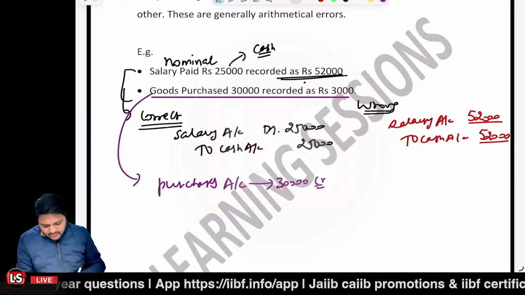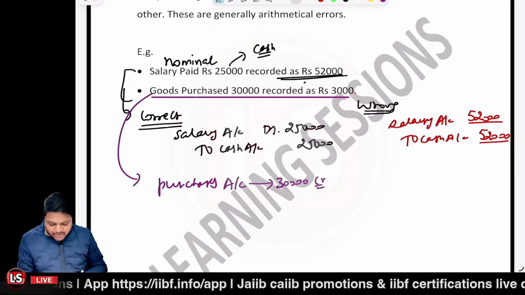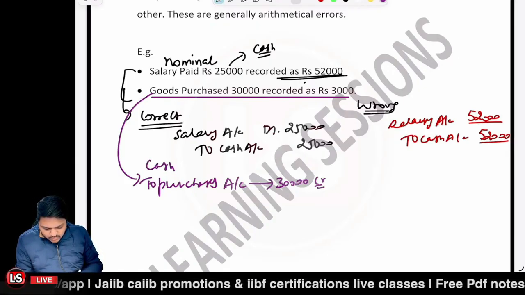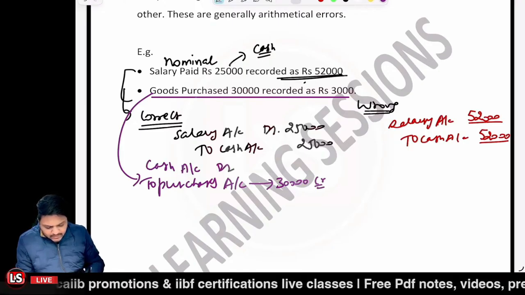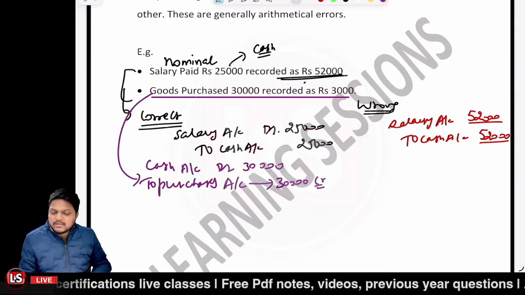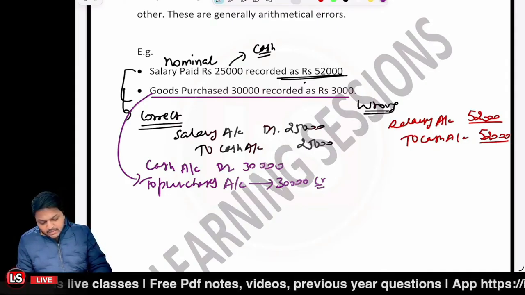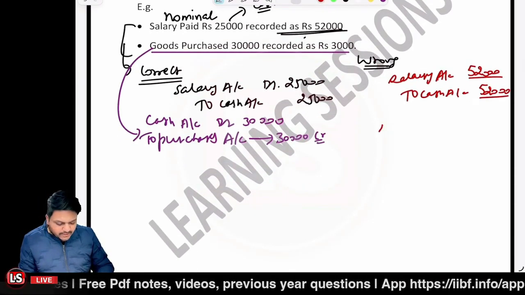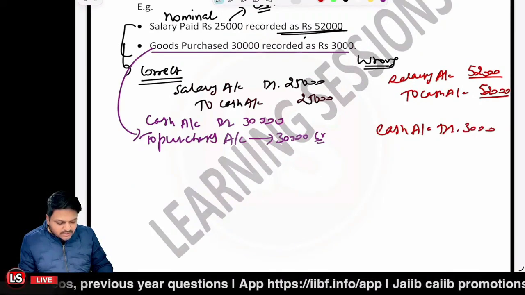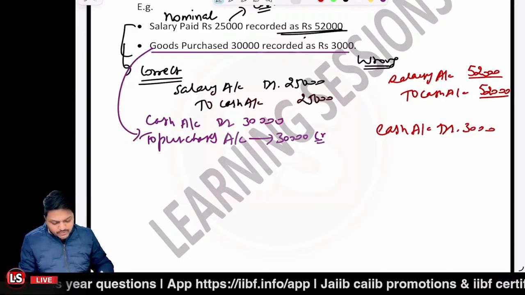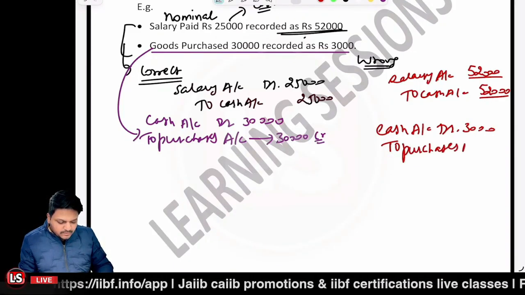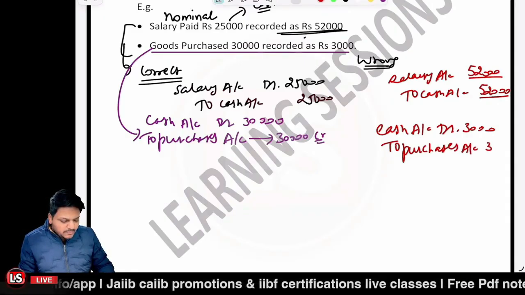30,000 credit, right? And since the goods were purchased for cash, the cash account is to be debited with rupees 30,000. This should be the correct entry. But what entry did we post? We posted cash account debited with rupees 3,000. Instead of 30,000, we recorded rupees 3,000, and to purchases account, rupees 3,000.